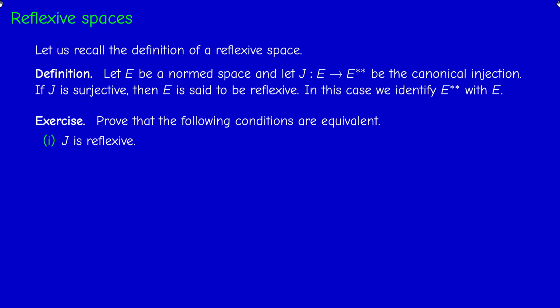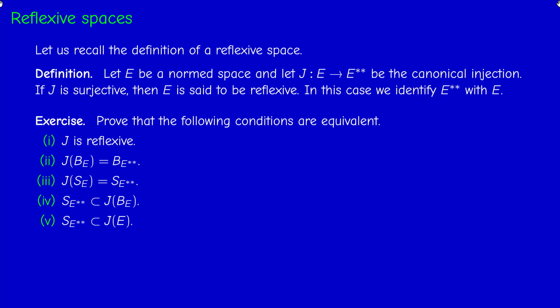Now, to test your understanding, prove as an exercise that the following conditions are equivalent. First, E is reflexive, meaning that J of E equals E double star. Second, J of the closed unit ball is the corresponding closed unit ball, so J maps the ball onto the ball. Third, J maps the unit sphere onto the corresponding unit sphere. Fourth, the unit sphere of the bidual is contained in J of BE. And fifth, the unit sphere of the bidual is contained in J of E. So all these conditions are equivalent.